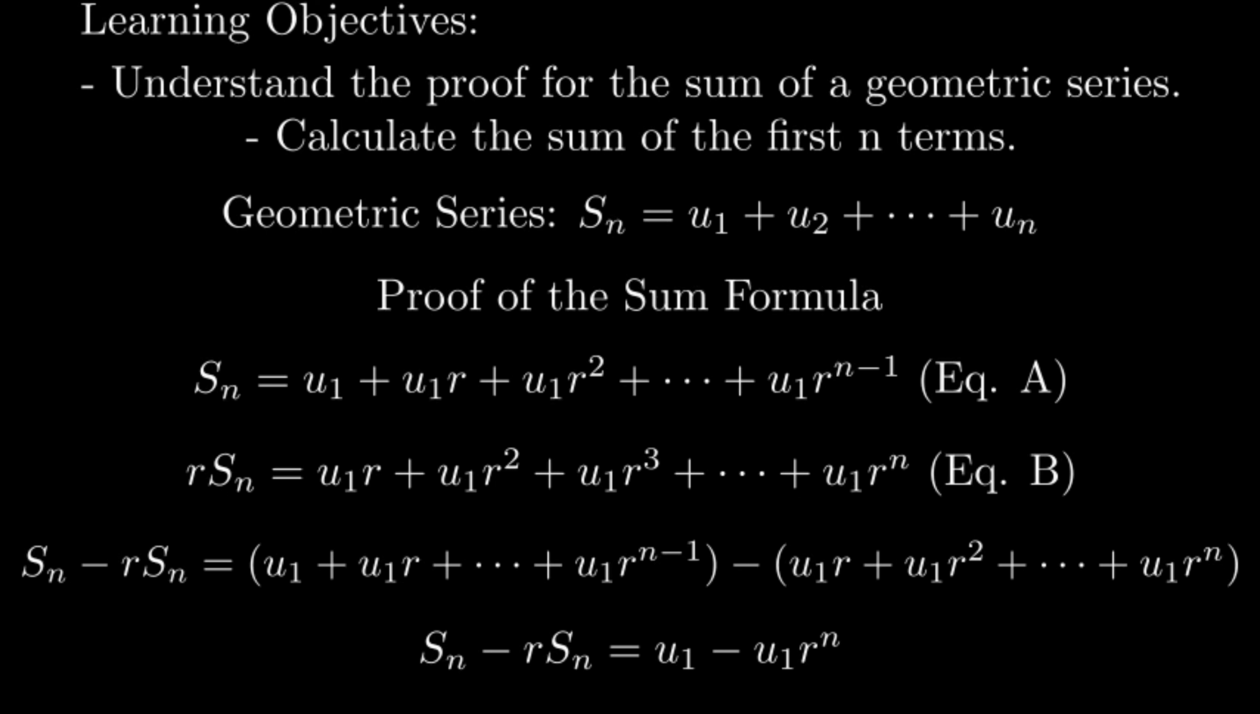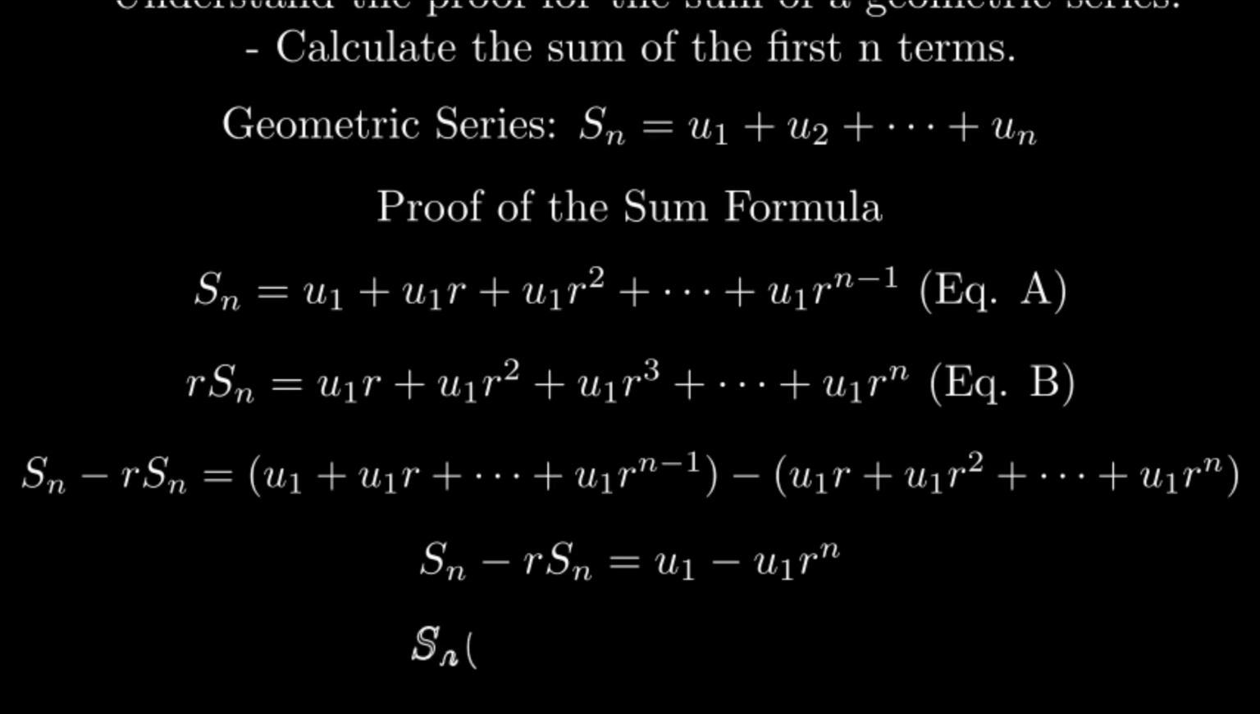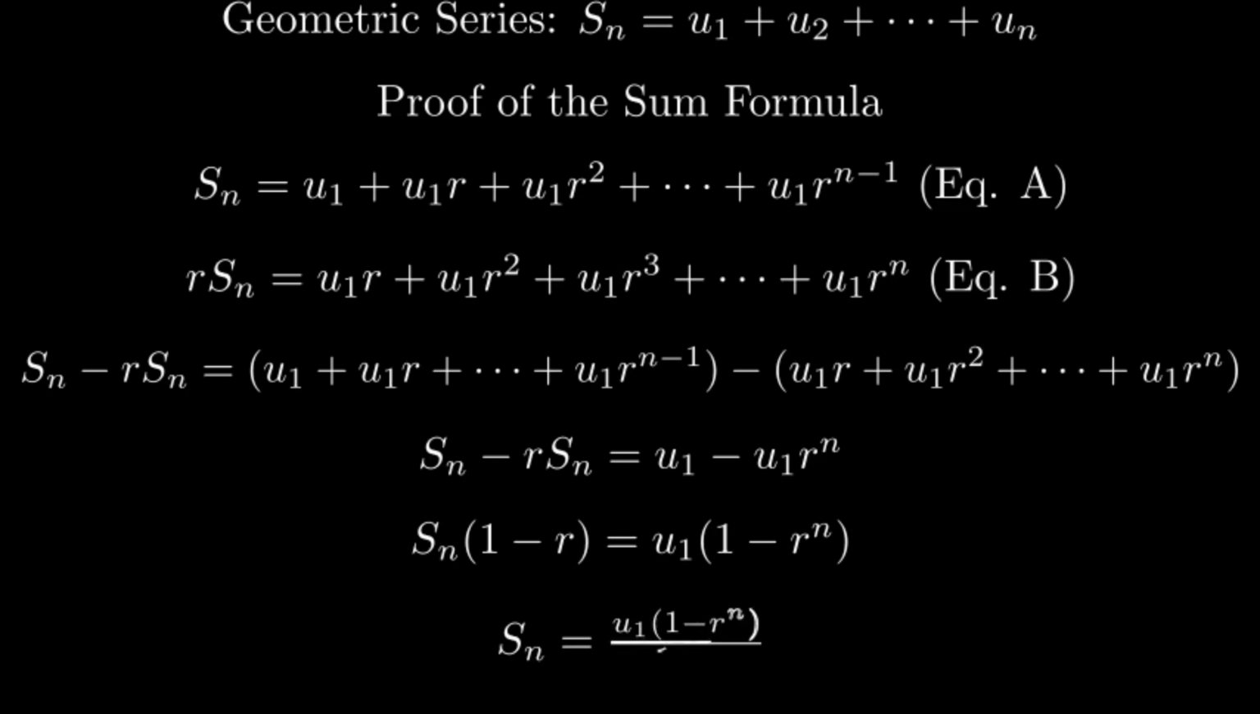We're almost there. Now we just need to solve for S sub n. Let's factor both sides. On the left, we can factor out S sub n to get S sub n times 1 minus r. On the right, we can factor out u sub 1 to get u sub 1 times 1 minus r to the n. To get S sub n by itself, we need to divide by 1 minus r, and this is a crucial step. This gives us our final formula. S sub n equals u sub 1 times the quantity 1 minus r to the n, all divided by 1 minus r.